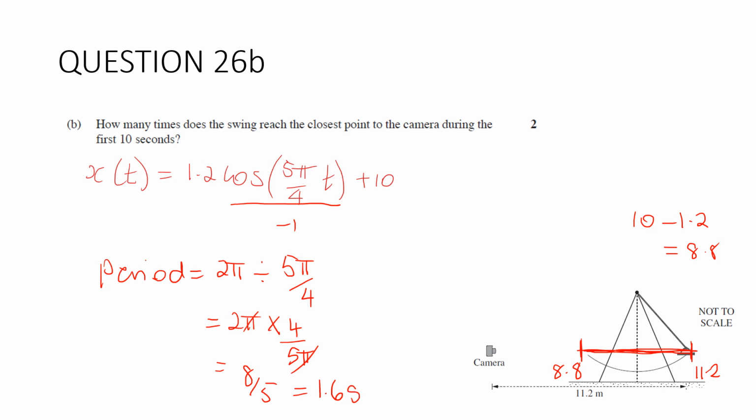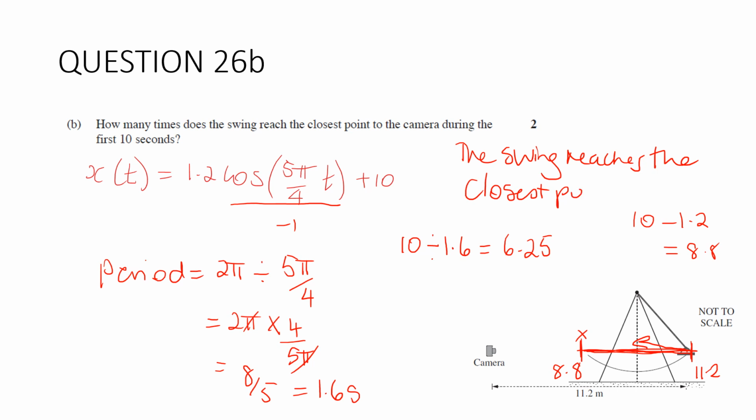So it gets through a full cycle in 1.6 seconds. So how many 1.6 seconds are there in 10 seconds? So 10 divided by 1.6, which is equal to, on the calculator, 6.25. So it gets through 6 full cycles, and it won't get all the way back to here a 7th time. So the answer is 6. The swing reaches the closest point 6 times.